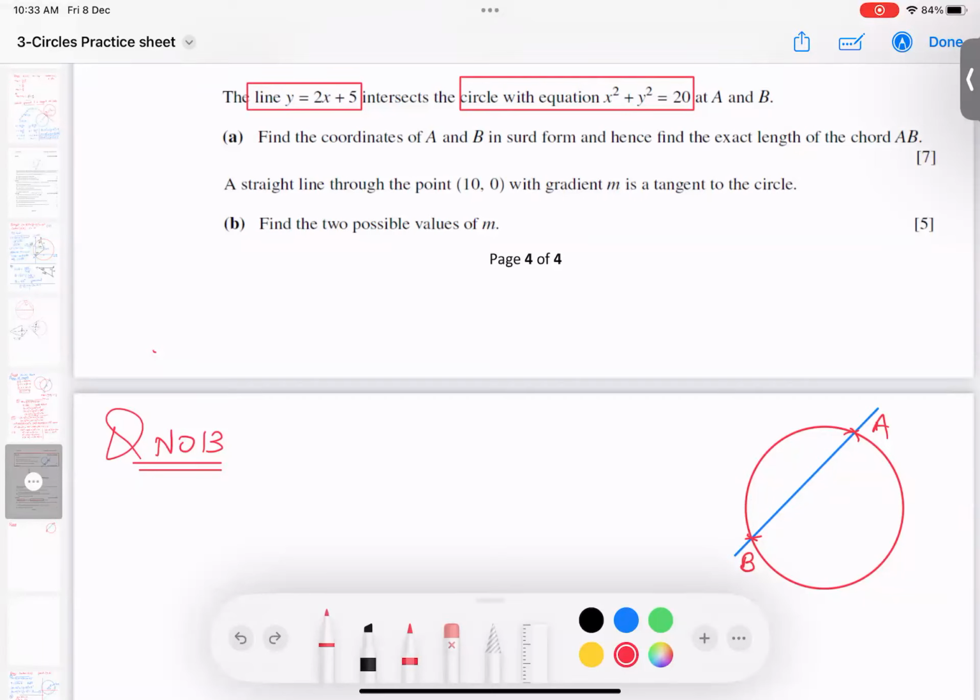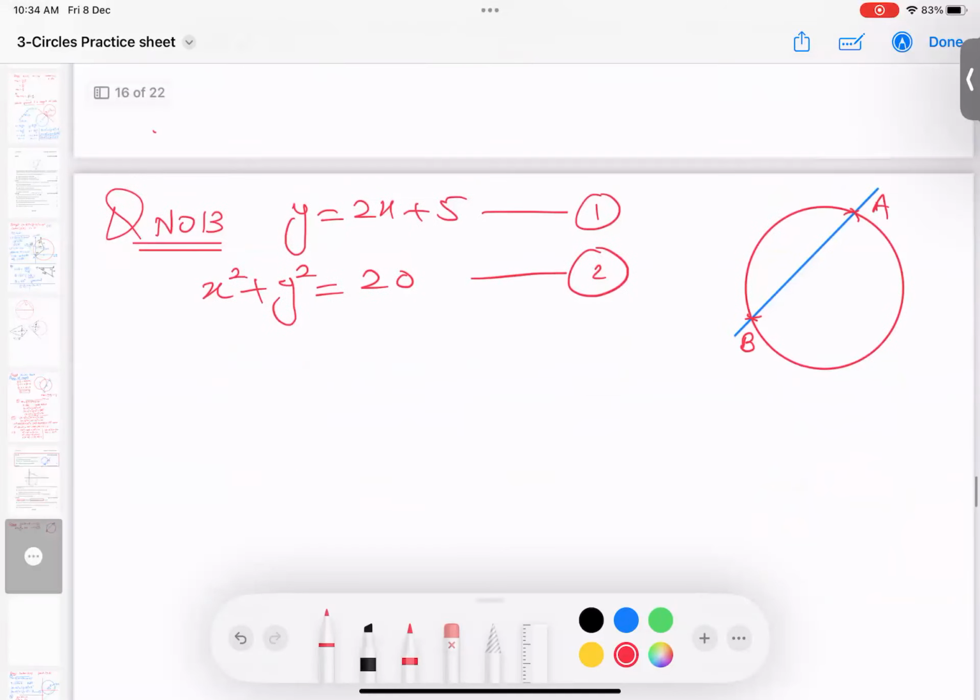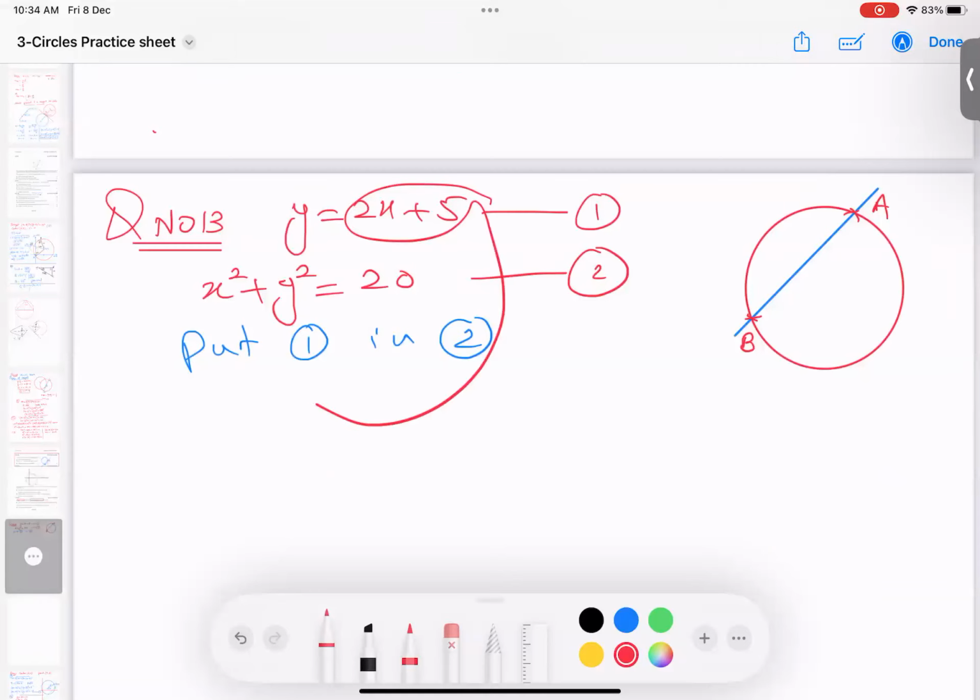So job number one, whenever the word intersection comes, we can put either y equal to y or x equal to x. But x equal to x is very hard. Y equal to y is possible. Because this is a y value, I'm going to plug it here. So let's start. y is equal to 2x plus 5. I call it equation number 1. Although it is not compulsory to write like this, it's just for the sake of our understanding. Equation number 2. Now what I'm going to do is put 1 in 2. When I put 1 in 2, this y value will go here.